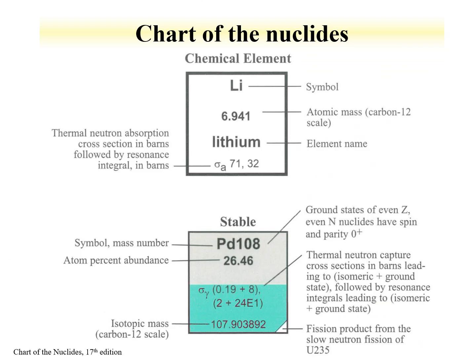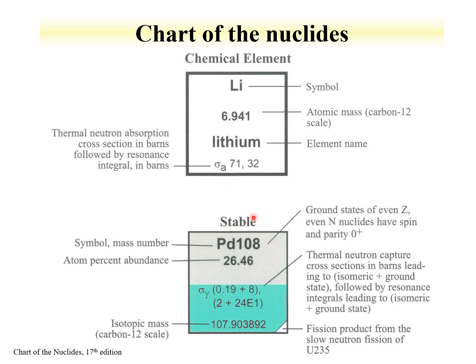The legend of the chart of the nuclides is useful for demonstrating the information that's provided in the database. The chemical elements are given, so for instance, as shown here for lithium, the atomic mass on the carbon-12 scale. There was a time when oxygen-16 was used as the scale. Then the name of the element, and the thermal neutron absorption cross-section in barns for the element, followed by the integral cross-section, also in barns.